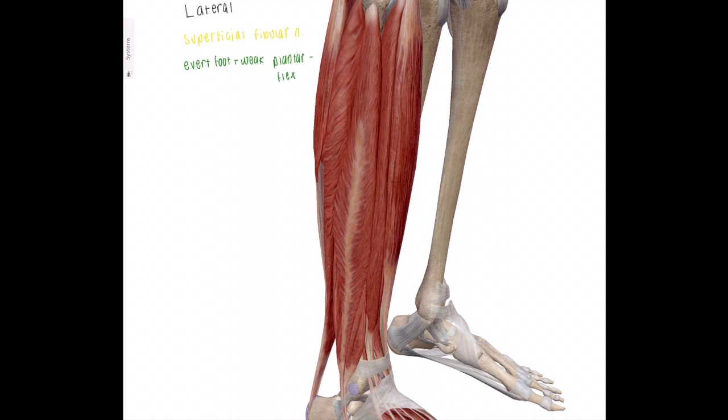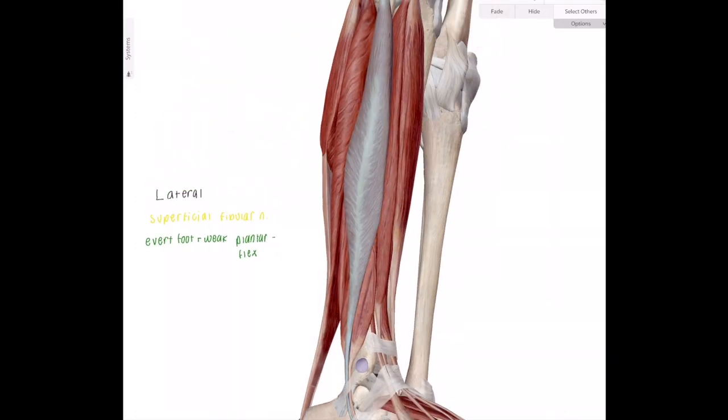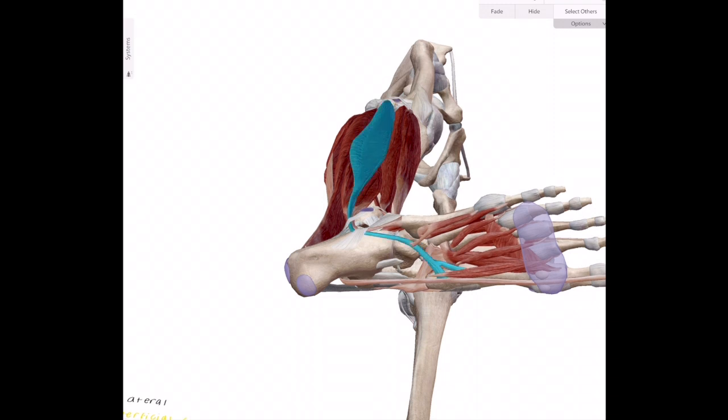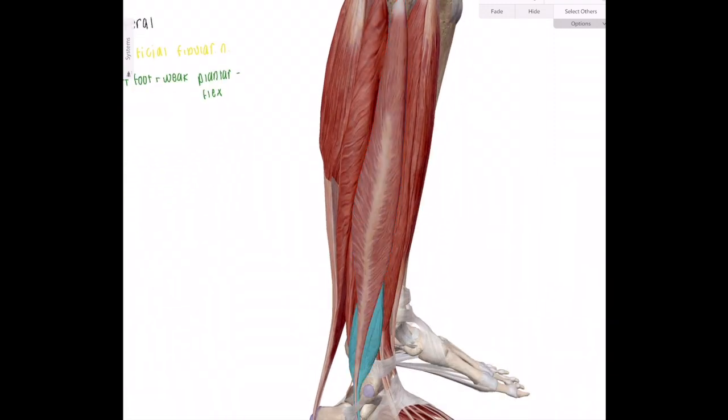Next, we're going to go into the lateral compartment, which is innervated by the superficial fibular nerve, and its action is to evert the foot, and it is a weak plantar flexor. So first is the fibularis longus, and you can even see here how the tendon runs under the foot. And then the other muscle is right here, which is the fibularis brevis.